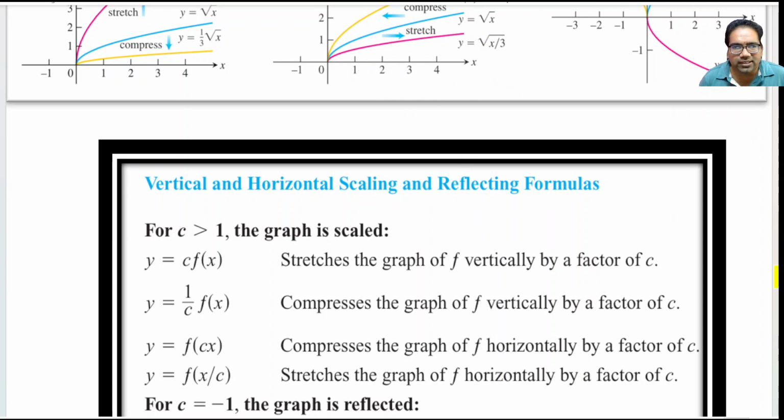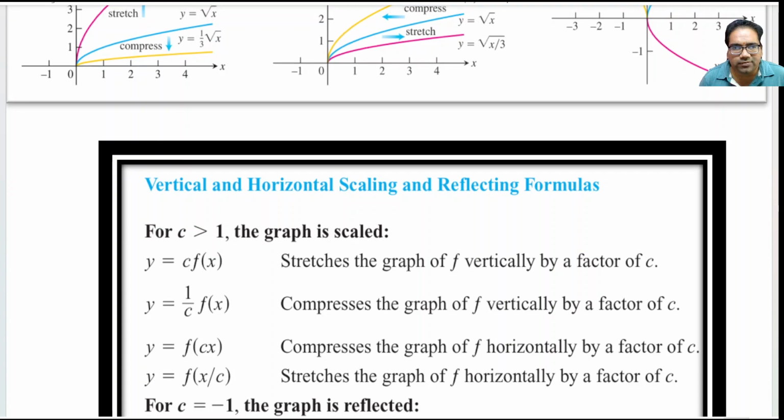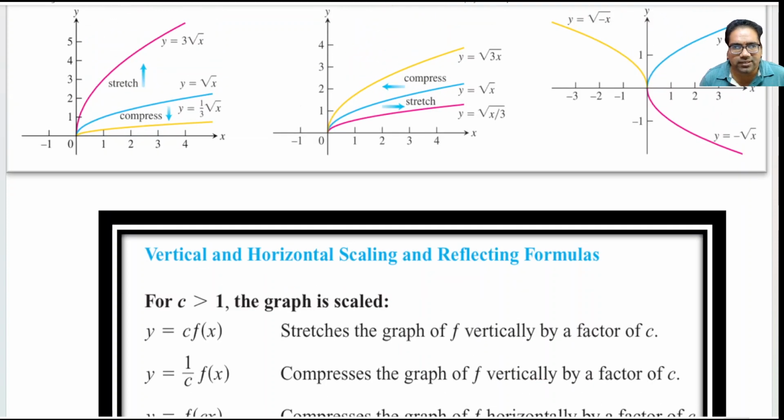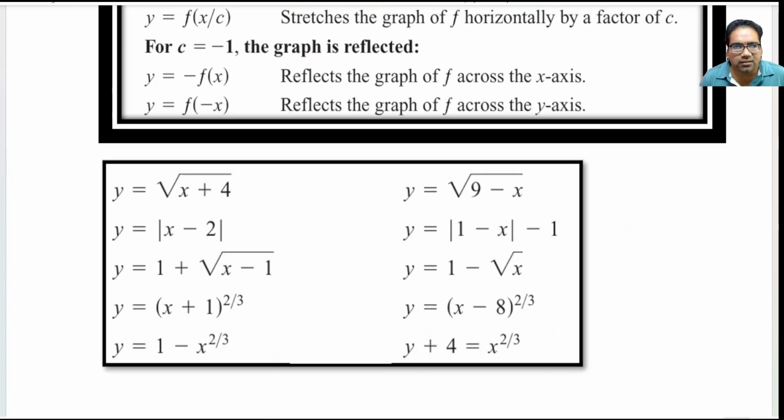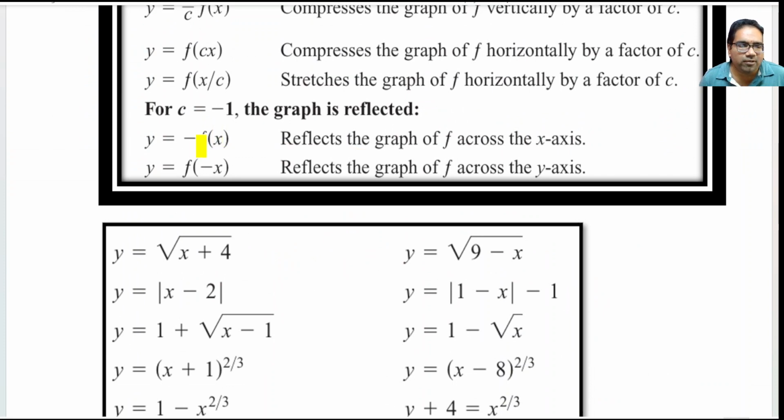Now again, for c equal to minus 1, f of minus x is a reflection of the graph across the y-axis, root x versus root of minus x. Similarly, minus f of x is a reflection around the x-axis. Hope you understood all of this. Now let us do some examples to understand this in detail.